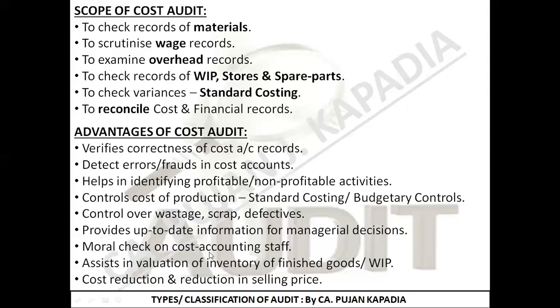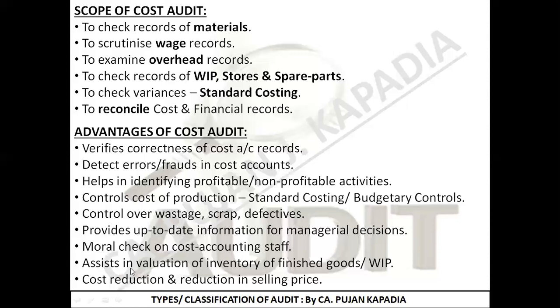Next is moral check on cost accounting staff. As I already discussed earlier, if I know that my work is going to be examined by someone else who is above me, then I'm definitely going to do my work properly, because I know if any mistake is found, then I will be the person who will be accountable for the same. As a result, moral check on the cost accounting staff is but natural because of cost audit.